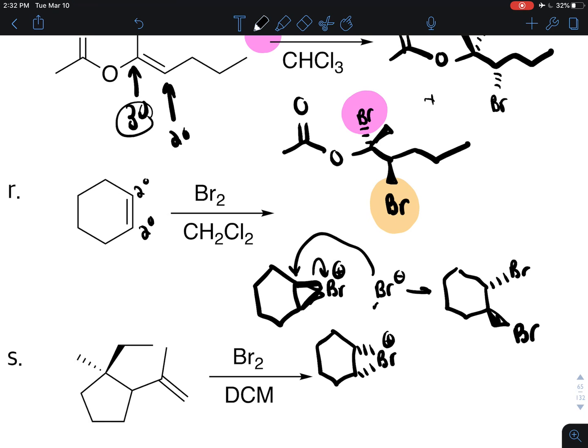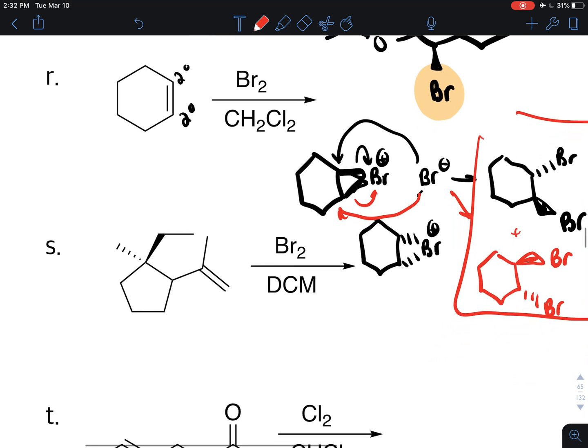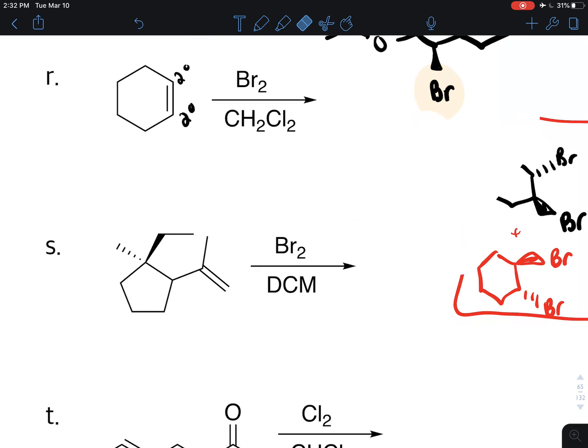So let me change color. So if I wanted to change here, or it could attack here. And then that resulting structure would have been this. No matter how you flip these, they are not going to be identical. So these are your two major products from your reaction. So let's keep moving on. So in letter S, let me make some more space over here.